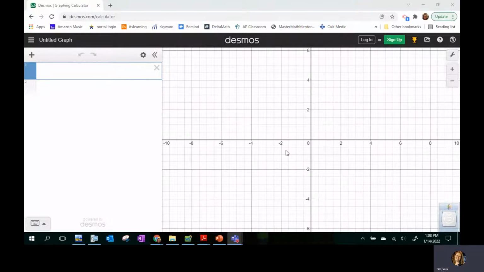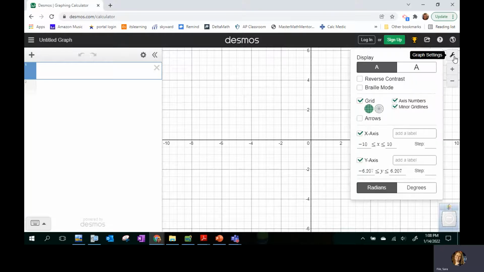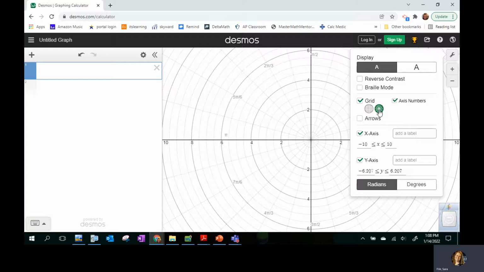Calculator, it's in rectangular mode. Okay, so we want to change this rectangular grid to polar. You're going to go to the wrench here to get to your graph settings. And where it says grid, you want the grid to show, but right now the rectangular grid is selected. So you just need to select the polar grid.